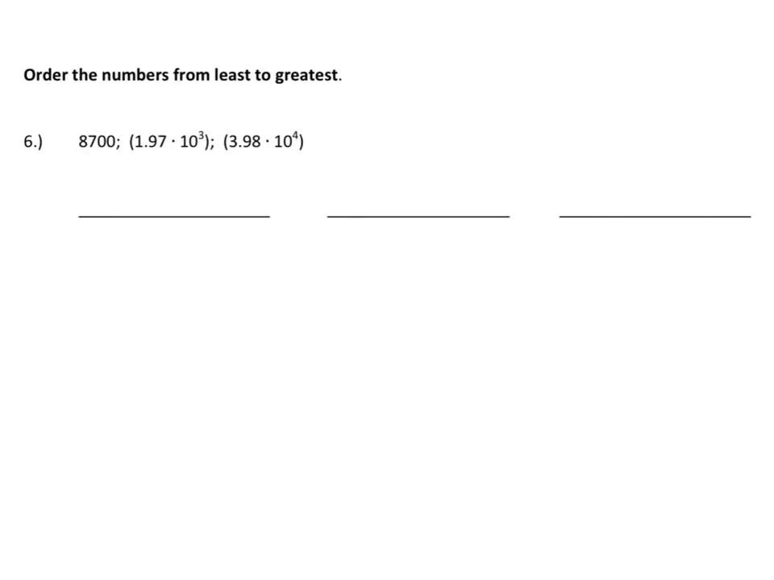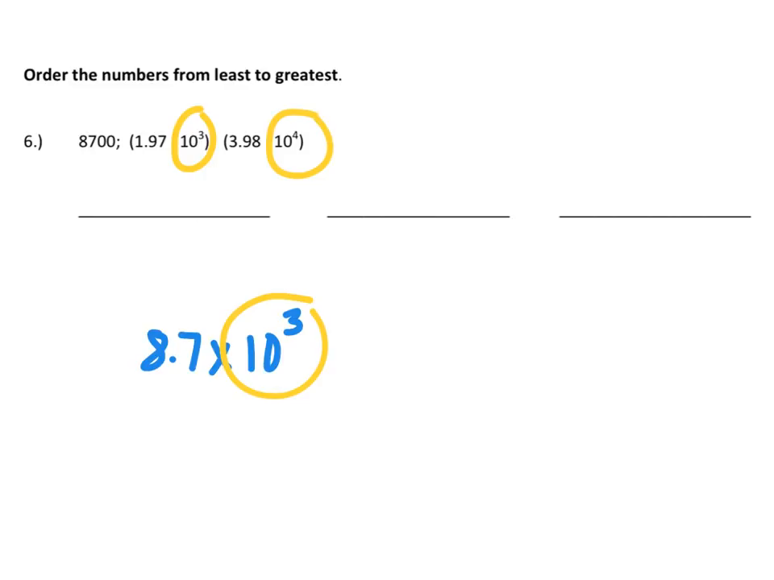Order the numbers from least to greatest, smallest to biggest. So you could either put 8700 into scientific notation since the other two are in scientific notation, or put everything in standard form. I'm going to put it in scientific notation. Now, 10 to the third, 10 to the third, and 10 to the fourth. I can see now my greatest number is right here, 3.98 times 10 to the fourth power.